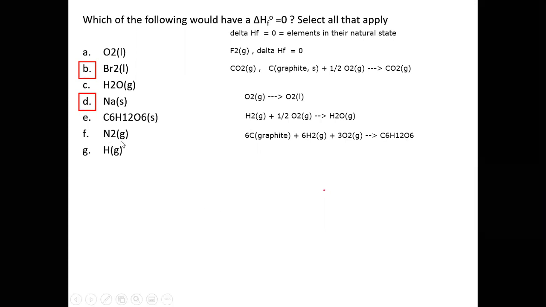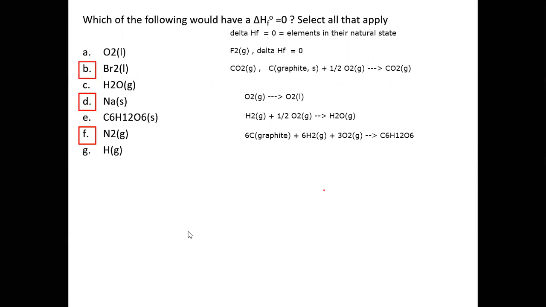Now we go to N2 gas. Nitrogen exists naturally as a gas, so it would have a heat of formation of 0. And then we have H gas. Well, H gas is not the natural form of hydrogen. Hydrogen is diatomic, so it would be H2.